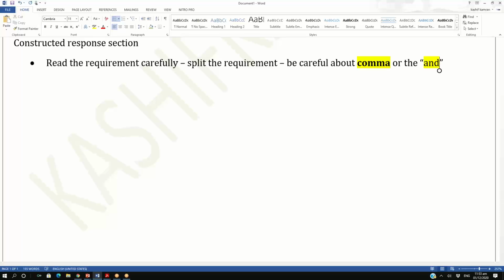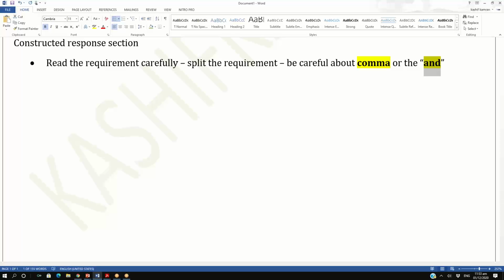So you need to know how many things the examiner is asking me. Is the examiner just asking me one thing? Or is the examiner asking me 2 things, 3 things? Because with every comma, the requirement will break. Or with every and, the requirement will break. And the students are not very concerned about it in the exam pressure.